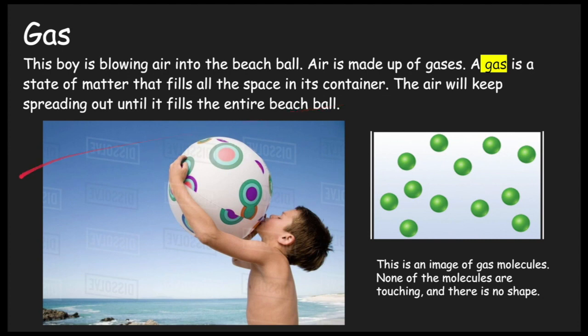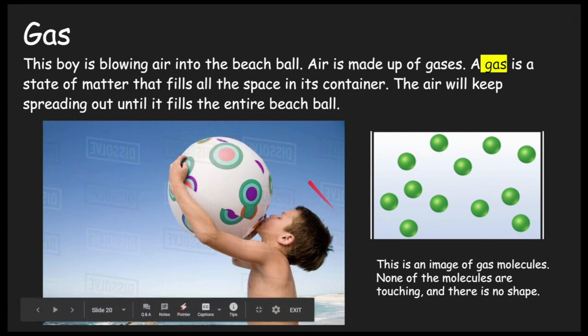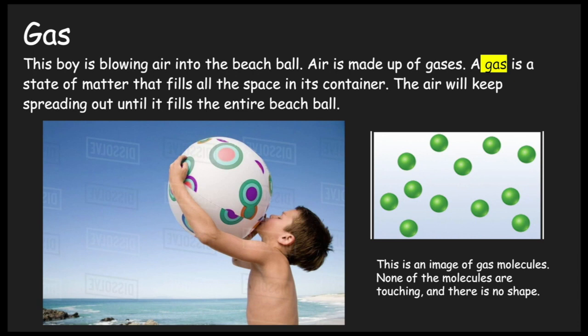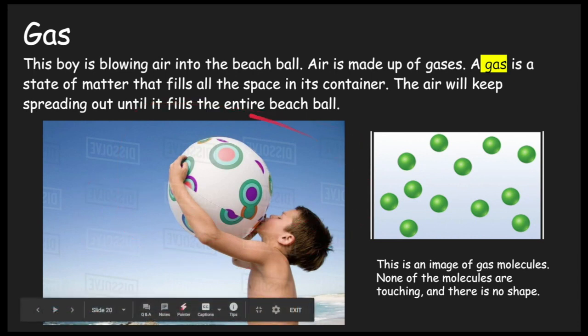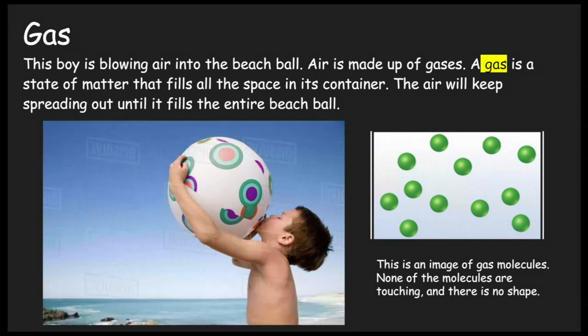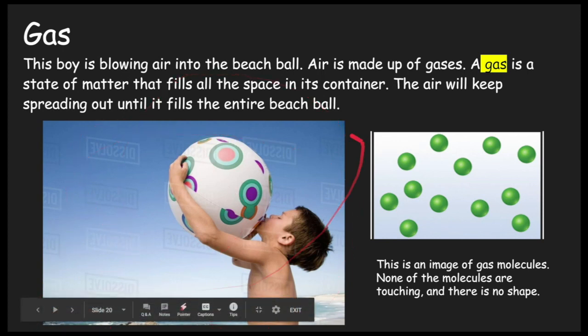So I don't know if you've ever blown up a balloon before or blown up a ball like this, but what happens is first you start blowing and it starts to get bigger and bigger and bigger, and finally it will be completely full of your air so that you can put the little cap on it, or you can tie the balloon at the end. And you might not know this, but your balloon or your ball is completely full of air. So what was happening was the ball was filling up with gas, and it just kept going and going and going until the space inside the container was completely full. And in this case, the container is the ball.